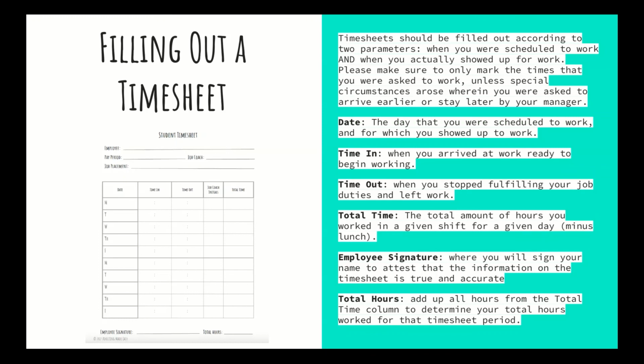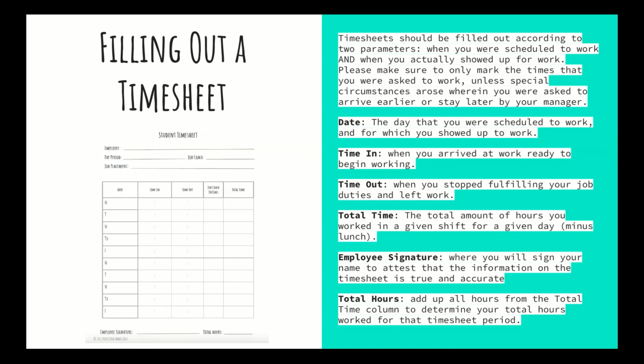Employee signature. This is really important. This is where you sign your name to attest that the information on the timesheet is true and accurate. Okay, so when your signature's on it, that's you basically saying, I looked over this information, it is true and accurate to the best of my knowledge. And then total hours at the bottom, it's where you add up all hours from the total time column, and this determines your total hours worked for that timesheet period.